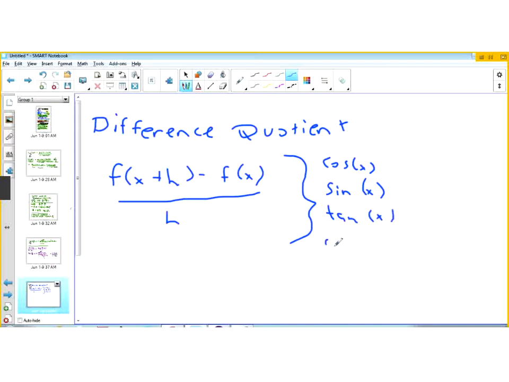Okay, so do this, find the difference quotient for each of these functions. Okay, could be a test question, could be a WebAssign question, could be both. All right.